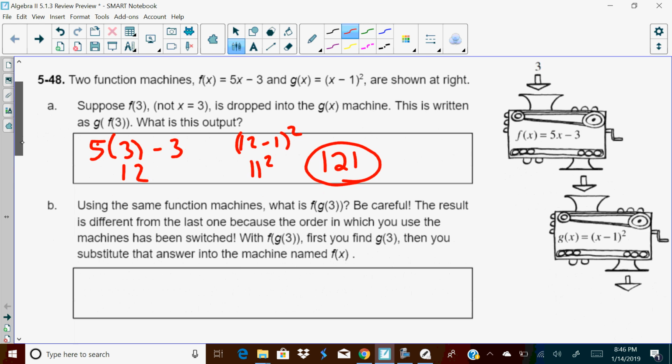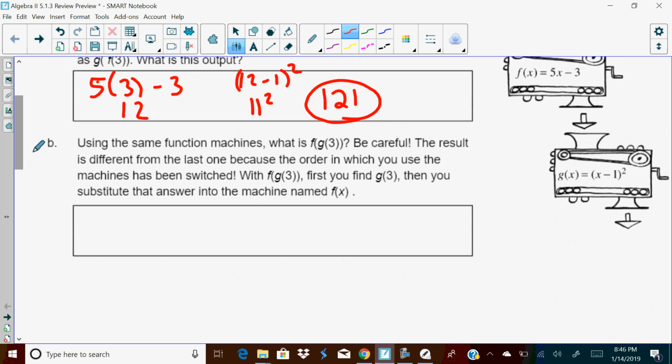So for part B, it says using the same function machines, what is f of g of 3? Be careful, the result is different from the last one because the order in which you use the machines has been switched. F of g of 3, first you would find g of 3 and then substitute in. So we're going to substitute 3 into g of x.